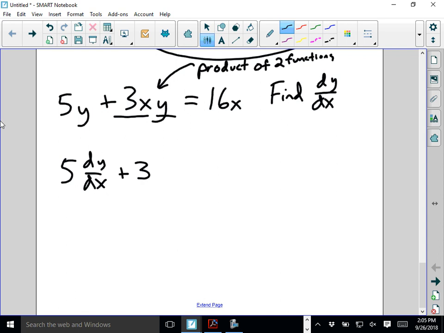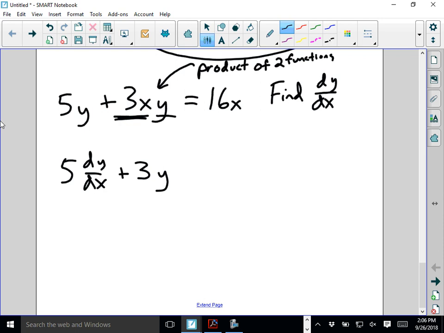But the product rule says I do the derivative of the first times the second. Ask yourself, do I need a dy/dx there? Oh, which one did you do the derivative of? You did the derivative of 3x. That does not require tacking on a dy/dx.